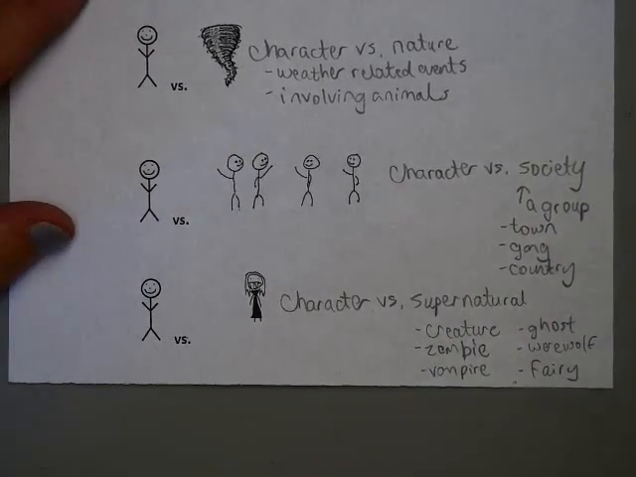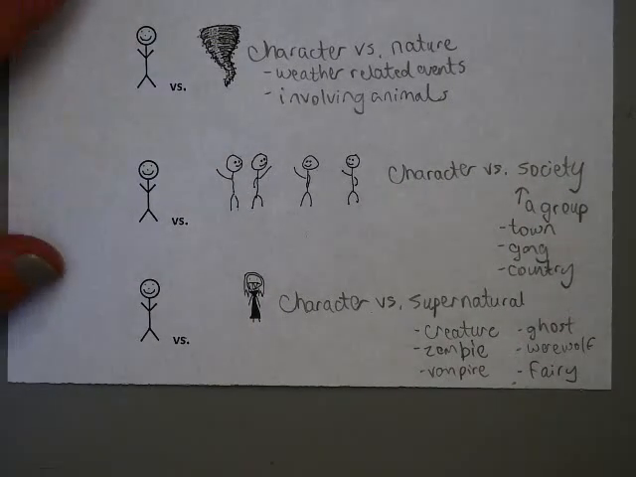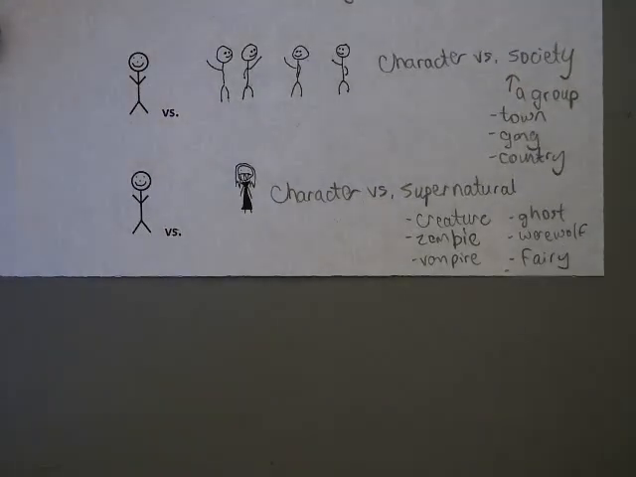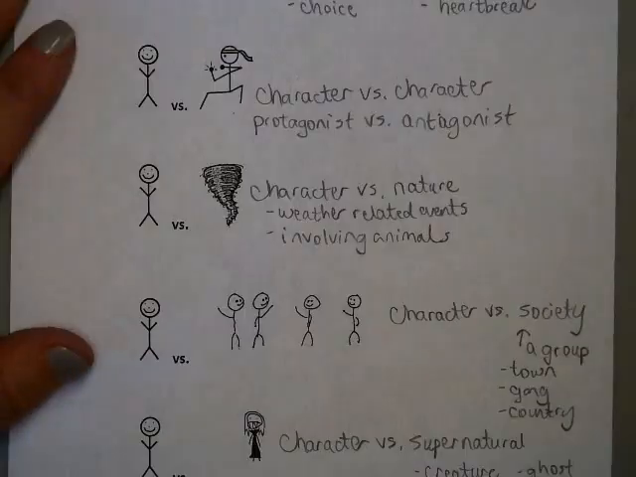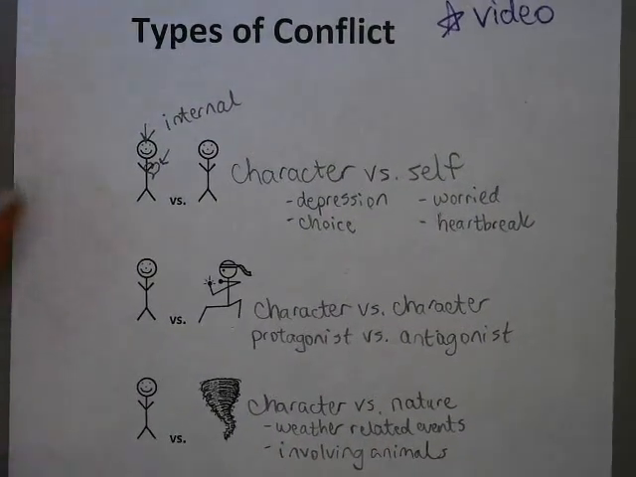Next is character versus society, and this involves one character versus a group of other people. And then we end with character versus supernatural. It could be just any of those fantasy type creatures that we read and watch stories about now. All right, that's it, folks. So types of conflict. So look over your notes, be familiar with these, because you're going to see more to come in class.